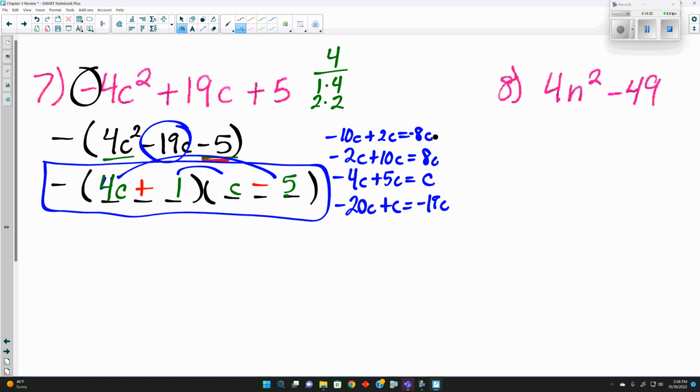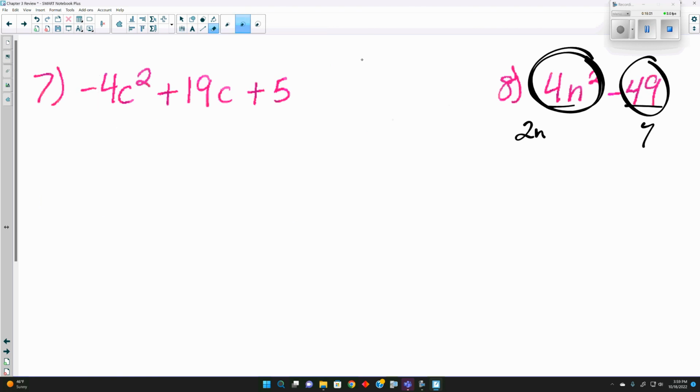Let's look at the next one. 4n squared minus 49. Well, we do have two terms that are being subtracted, and if they are both perfect squares, well, yes, because what times itself is 4n squared? Well, or what times itself is 4? 2. What times itself is n squared? N. So that is a perfect square. 49 is a perfect square because it's 7 times 7. And what we're really looking at here is the difference of perfect squares, which has a formula that says a squared minus b squared is a plus b times a minus b.